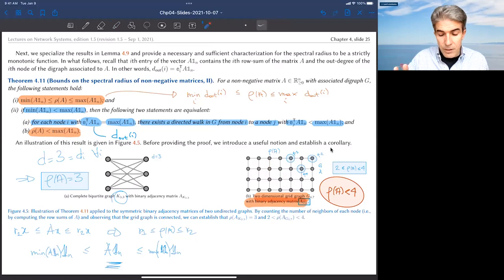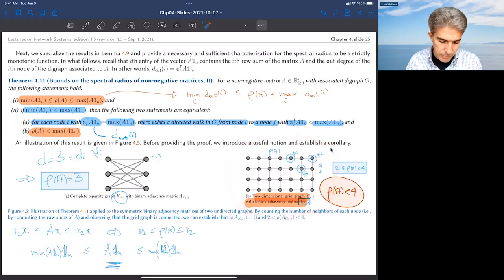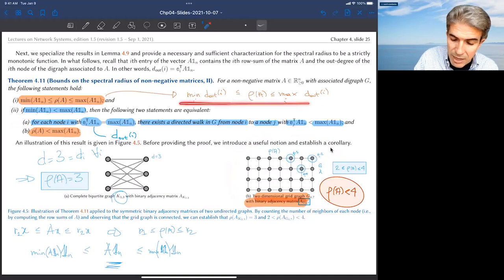Perfect. For example, why do I say that? So this is a graph. As a graph, this is connected. There exist paths from every node to every other node. Therefore, the second condition is always going to be satisfied. All right, perfect. So for connected graphs, if you have a gap between the minimum and maximum out degree of the nodes, then immediately you know that these bounds are strict.